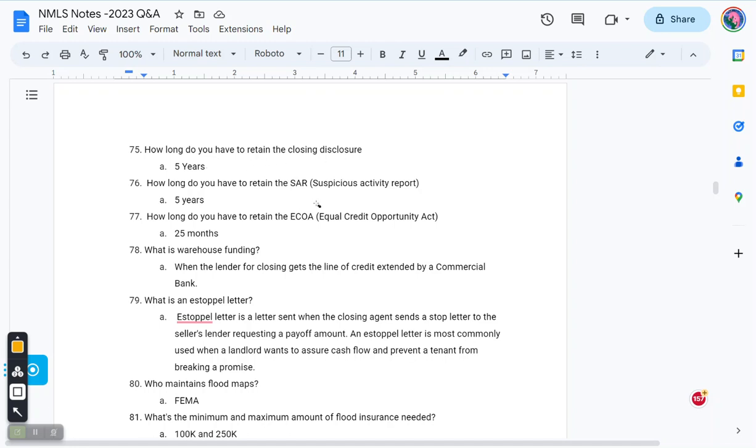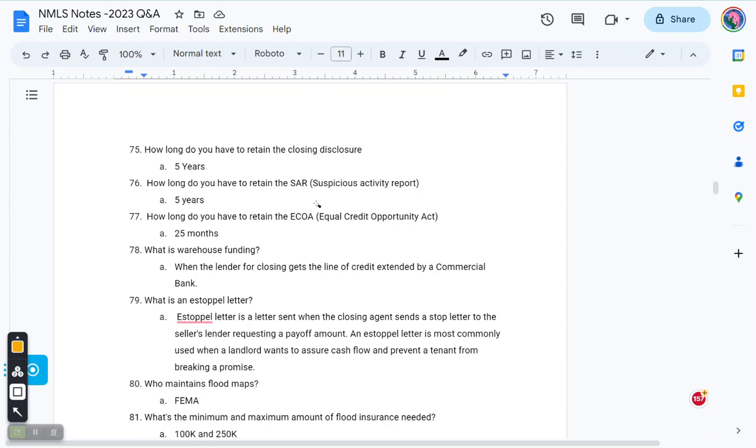And how long do you have to retain the SAR, Suspicious Activity Report? It's 5 years. How long do you have to maintain the ECOA, the Equal Credit Opportunity Act records? It's 25 months. What is warehouse funding? When the lender for closing gets a line of credit extended by a commercial bank, it's called warehouse funding.